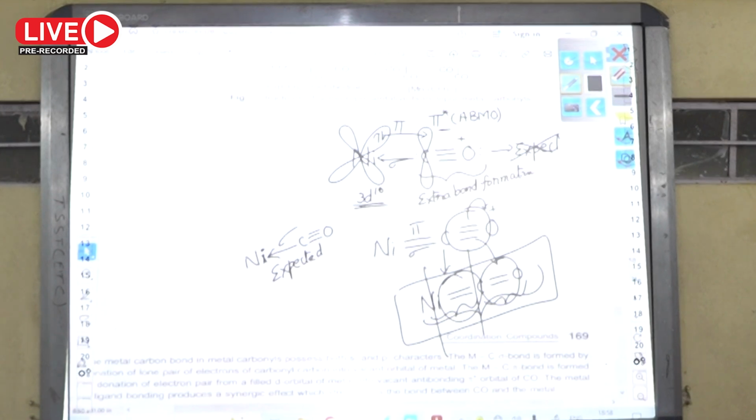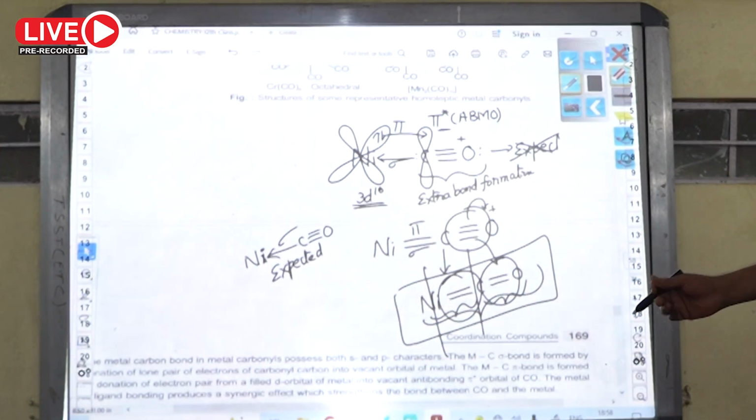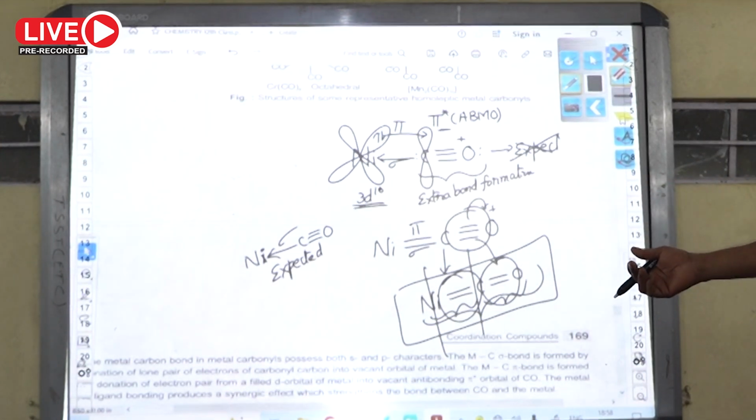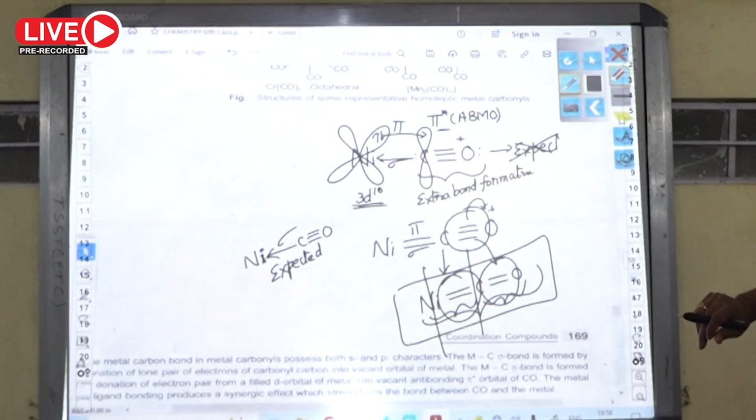Now, you write one more point. There are some ionic organometallics. Ionic organometallics.